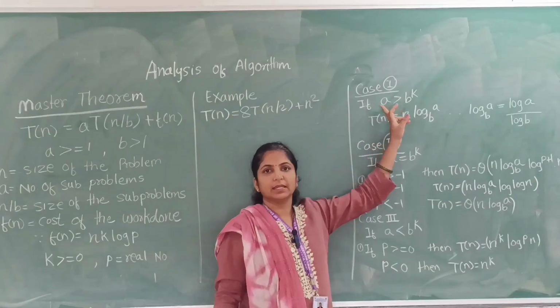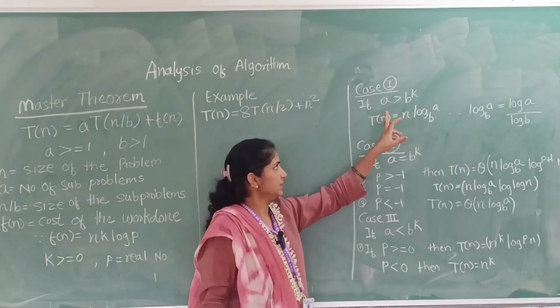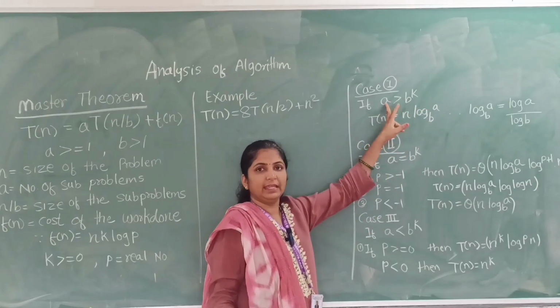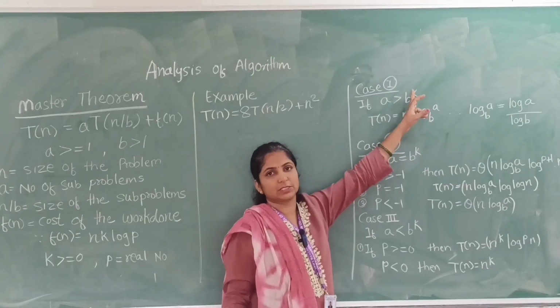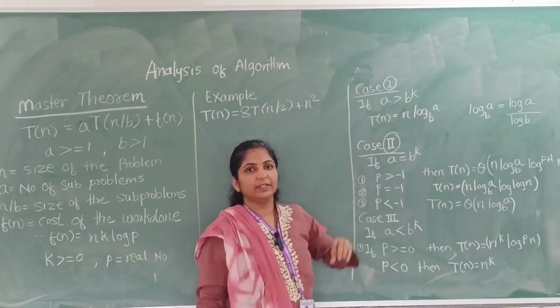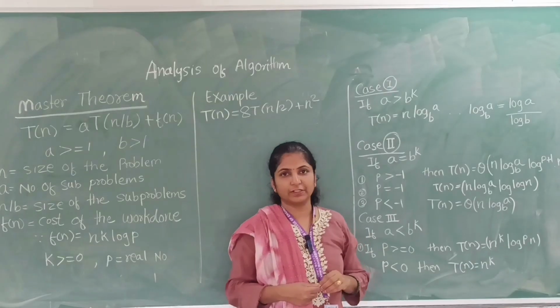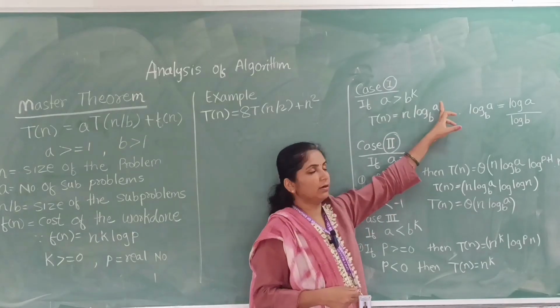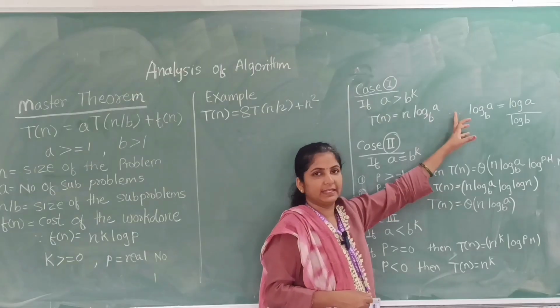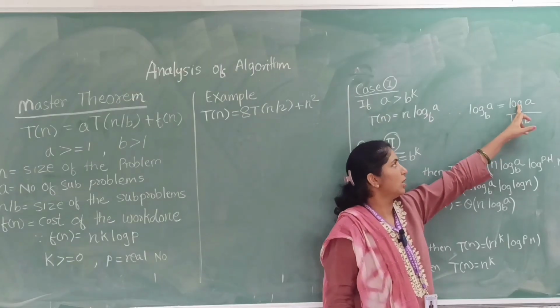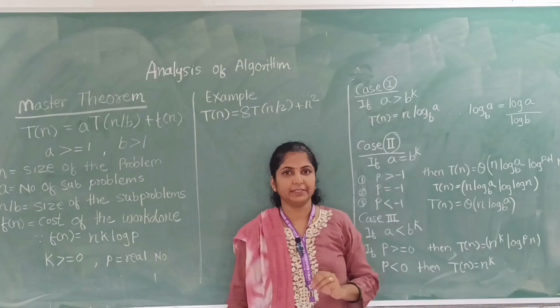We have to compare the relationship between a and b^k. In case 1, if a is greater than b^k, then we can directly write our function as n^(log_b a), where log_b a can be written as log a upon log b.